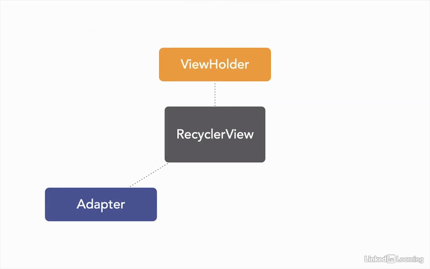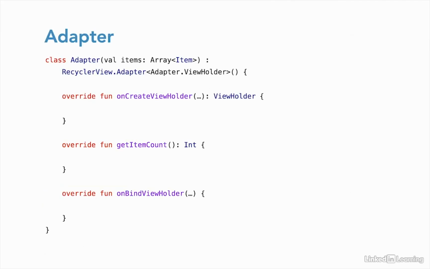Moving on to the adapter. The adapter is responsible for supplying the data and view holders to the RecyclerView. To work with the adapter, you'll need to extend the RecyclerView.Adapter class. You'll also have to implement the following methods: onCreateViewHolder, getItemCount, and onBindViewHolder.